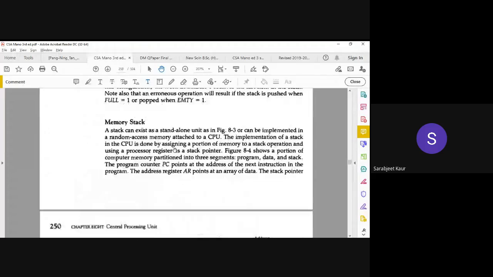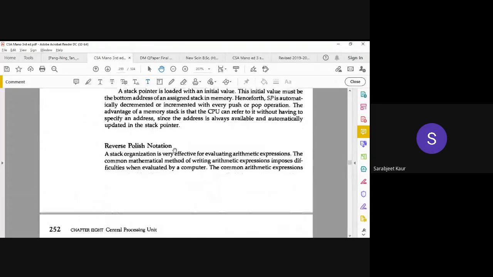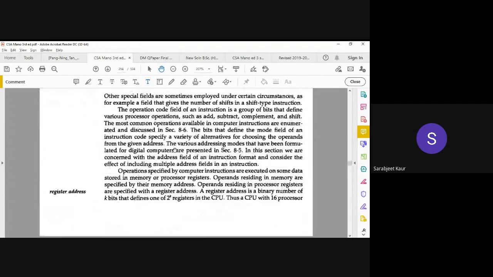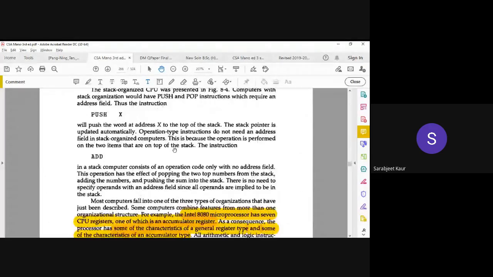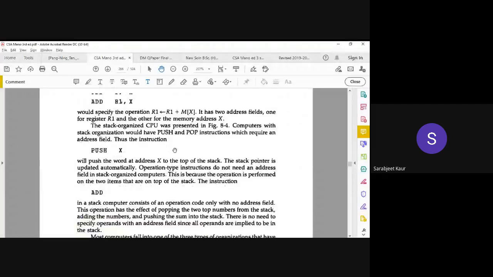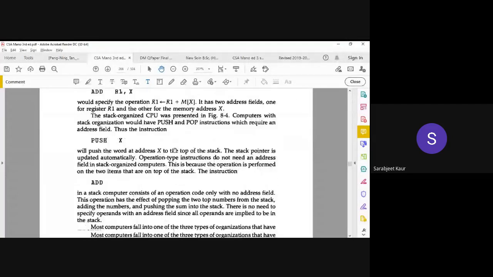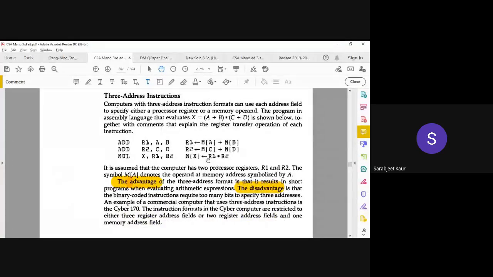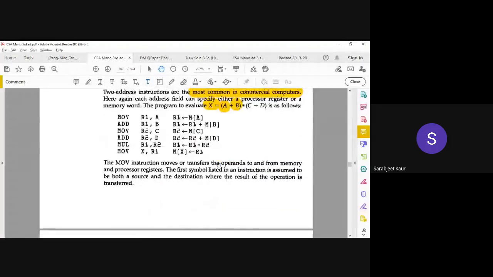Now I want to do another very important topic with you today, and that is addressing modes. Okay. So, as I told you, these comments are also very important. You should typically take up more expressions and try practicing them using each of these address instructions. From today itself, you should do this.